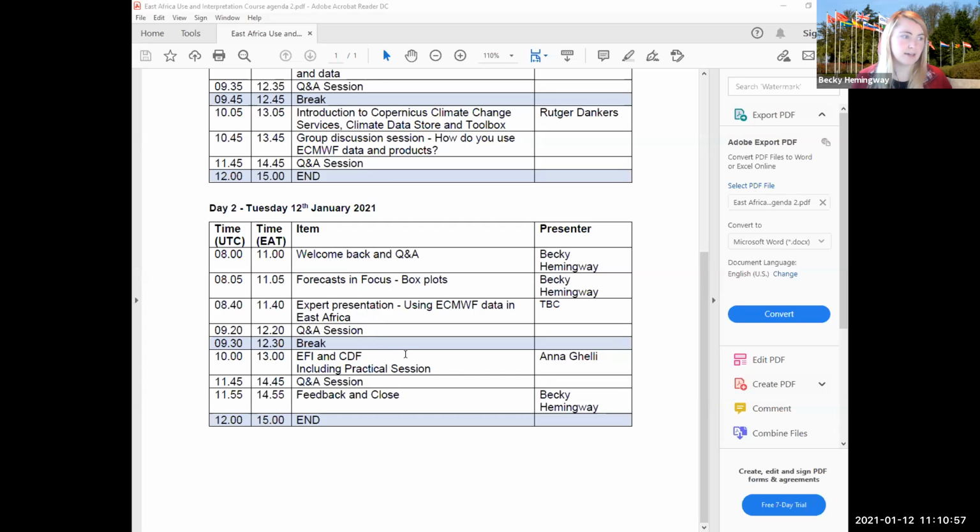We then have a break, and then instead of the practical session on making a forecast, we are going to be focusing on the EFI and cumulative distribution functions, including a practical session on these in the second part of the session. We hope this will really help with your interpretation of those plots. Then we're going to end with a short feedback session, finishing at midday UTC or 3 o'clock EAT. So I hope that's okay with you.